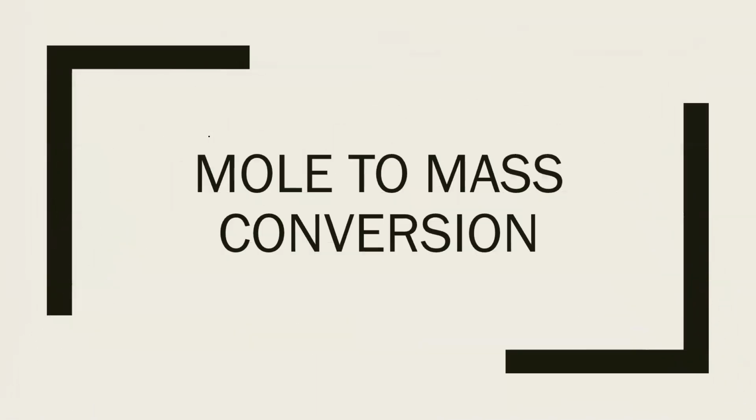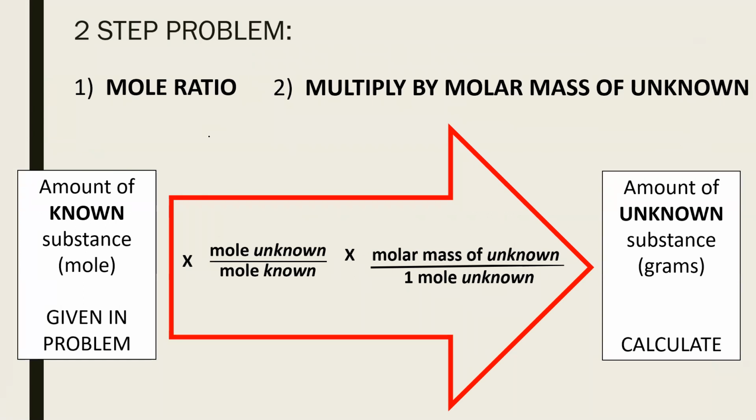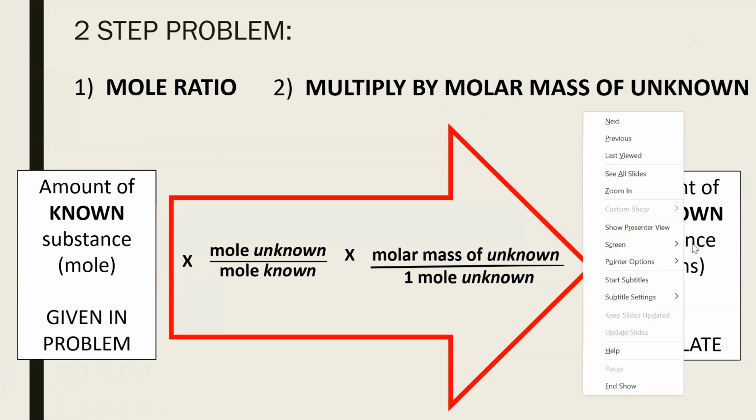Don't do that. All right, next up we have mole to mass. So we're going from moles of one substance to grams mass of another. 2 steps to this. So once again, you're going to start out with a known amount of substance in moles given to you in the problem. You're going from moles to mass. So the first step is mole ratio, unknown over known from your balanced equation coefficients. Then you have to multiply by the molar mass of the unknown. The 1 mole of unknown is a constant. It just cancels out these units and labels. And then I have my answer in grams or mass of unknown.